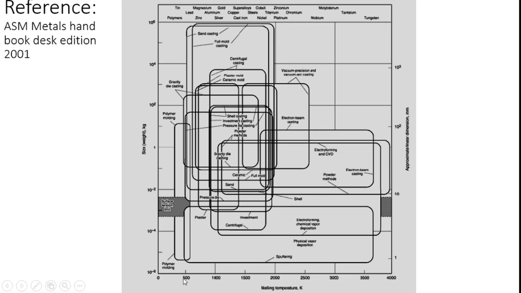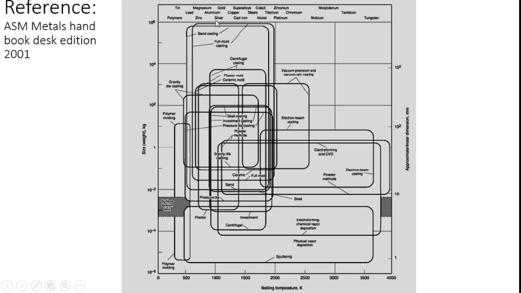After that, I can vary the temperature from 500 to 2000. In between, there are a lot of processes available, and I can also utilize different materials. For example, if I consider lead, I can utilize a temperature of less than 1000 degrees Celsius, so that for producing lead components with the aid of sand casting, full mold casting, centrifugal casting, plaster mold, ceramic mold, shell casting, investment casting, pressure die casting, gravity die casting, and different pressure die casting methods, all of these I can utilize for making lead components.